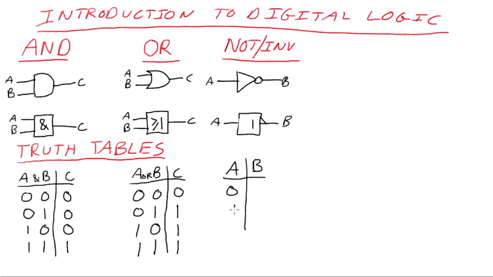We've only got two combinations of inputs: high or low, true or false, 1 or 0. And our output, the name once again describes the function: invert. It inverts the function of the input. So if it's a 0 on the input, you get a 1 on the output. If it's a 1 on the input, you get a 0 on the output. That's simple. That's our inverter.